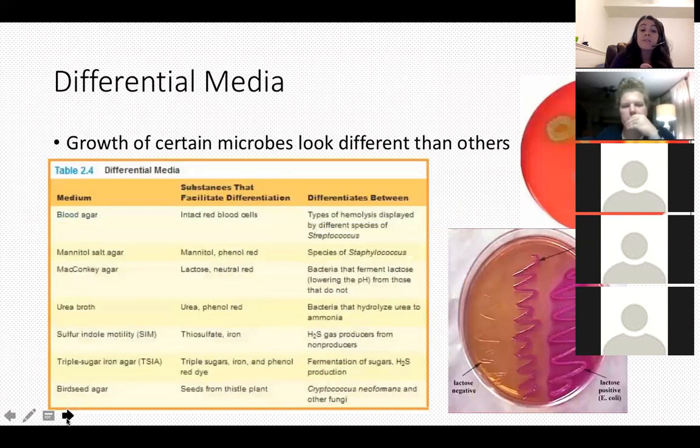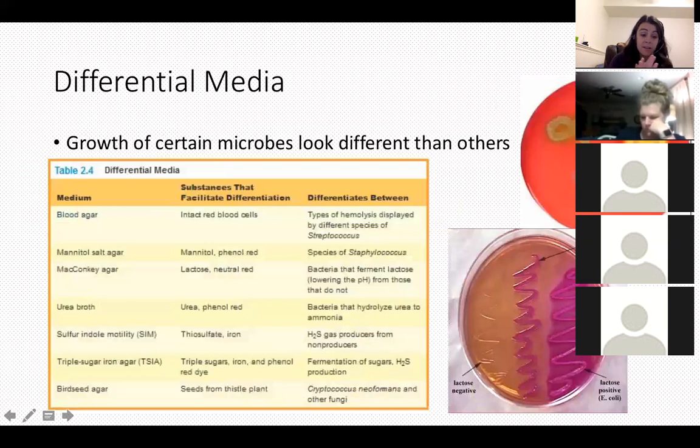Differential media is another thing that we can use. Both selective and differential fall under what I called that purpose category. So with differential media, certain microbes that grow on that media will look different than other microbes that grow on it.